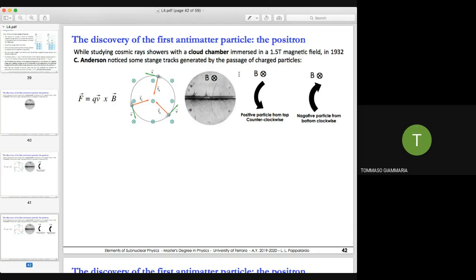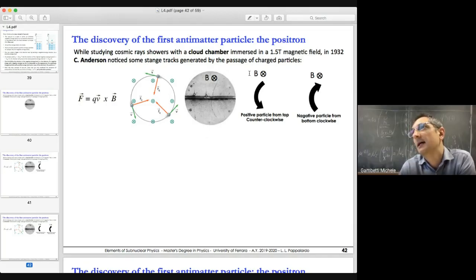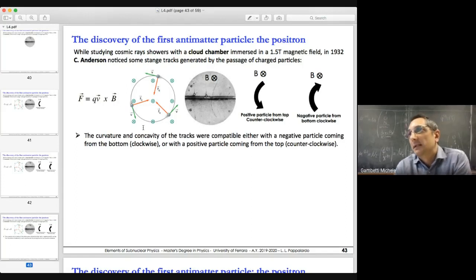Yes, makes sense. Okay, so there is essentially a top-down ambiguity, because this track can be explained in two different ways. Either a positive particle coming from the top and bending this way, moving counterclockwise, or a negative particle coming from the bottom and moving clockwise and bending in this way. So let me just read this. The curvature and the concavity of the tracks were compatible with either a negative particle coming from the bottom, clockwise. Okay, this is already.